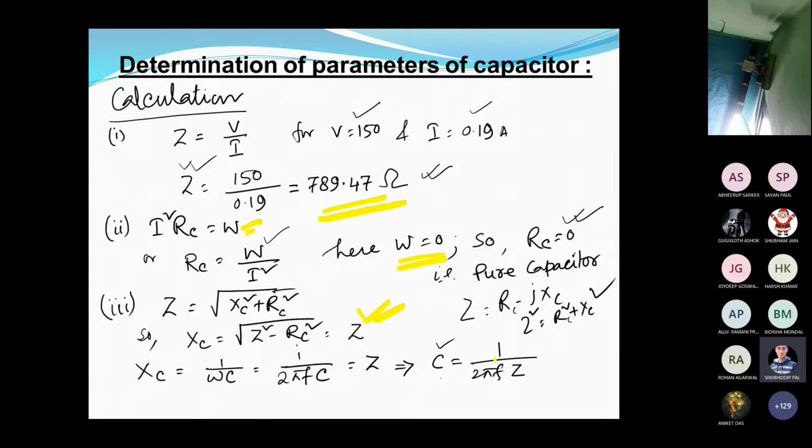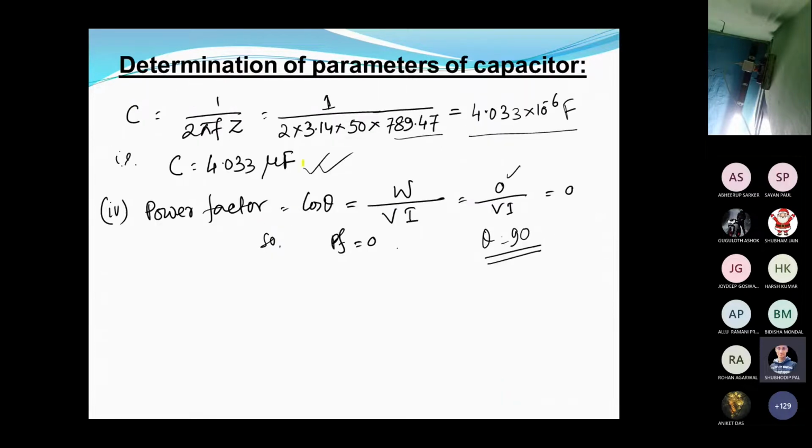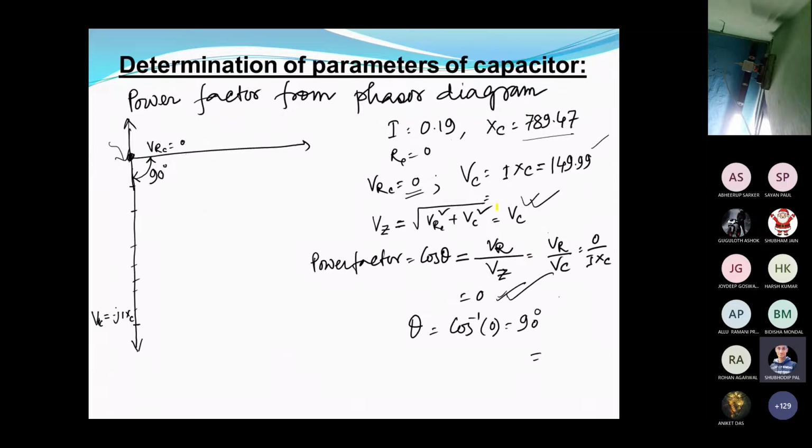From here you can calculate; Z value is known, F is known. So you can calculate the capacitance from here, right? Again, the power factor is 0, because it is a pure capacitor. The current actually leads the voltage by 90 degrees. In this manner, you can draw the phasor diagram also, right?